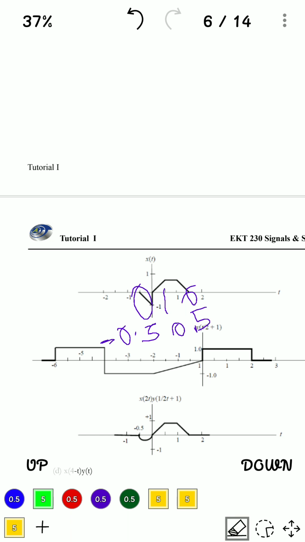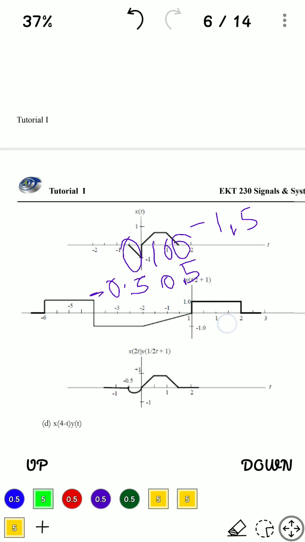I'll rewrite this again. See here, minus 1 by 2 is minus 0.5, 1 by 2 is 0.5, and 2 by 2 is 1, which is written over here, you can see this is 1, and here it is 1.5. So you can see that this is the resultant you got. Now coming on to this particular part, how did you get this particular ray?